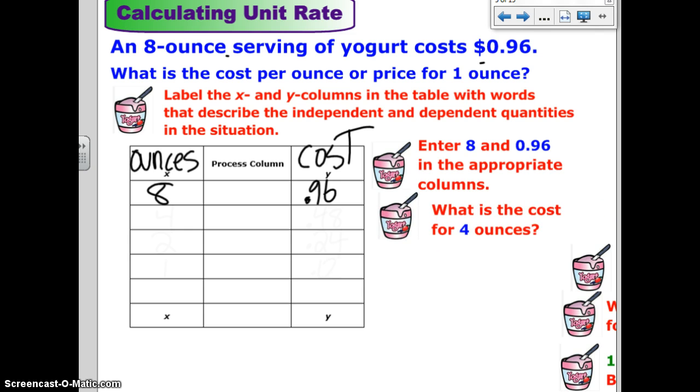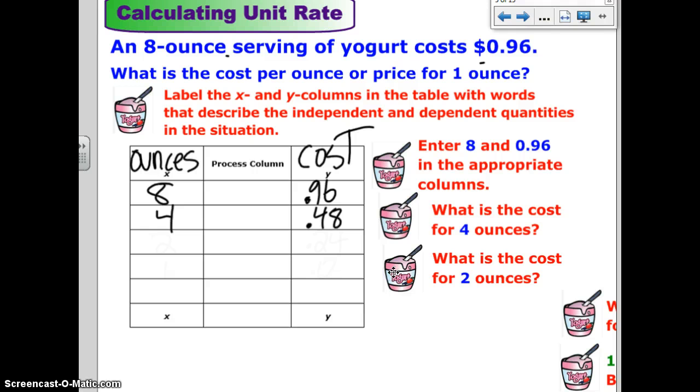What if we need to calculate the cost of 4 ounces? 4 is the number of ounces. It goes in the x column. Half of 8 is 4, so we can take half of 96 cents and we get 48 cents. So 4 ounces cost 48 cents.